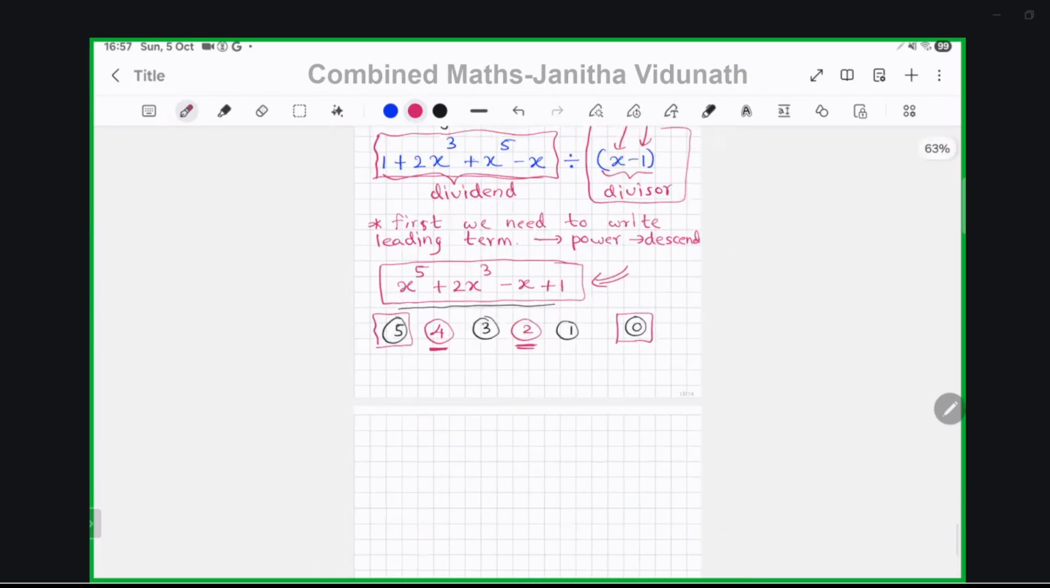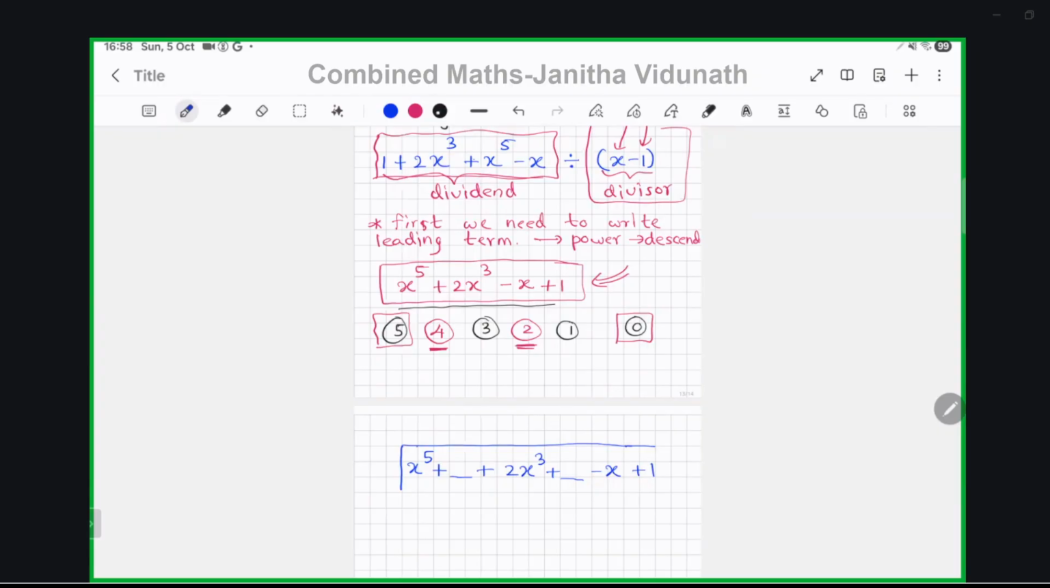Here our dividend is x to the power 5. The second term, there is no second term, then we simply keep a blank. Our third term is 2x cube. Our fourth term also, there is no fourth term, then we simply keep a blank. Then our next term is minus 6, and our last term is plus 1.